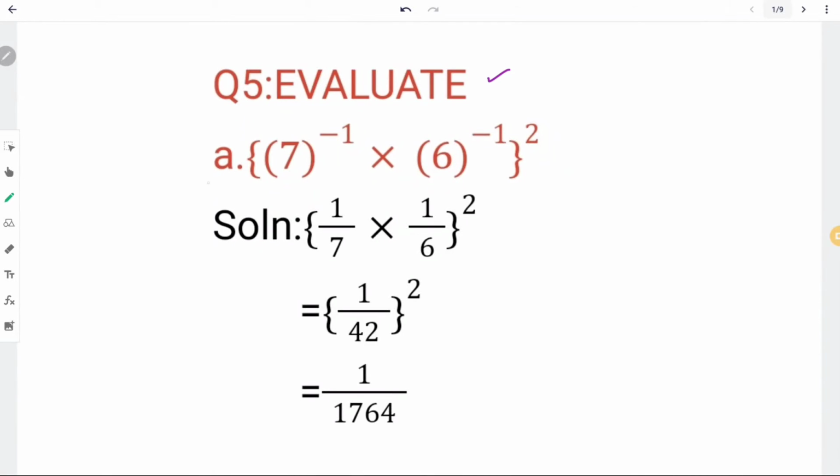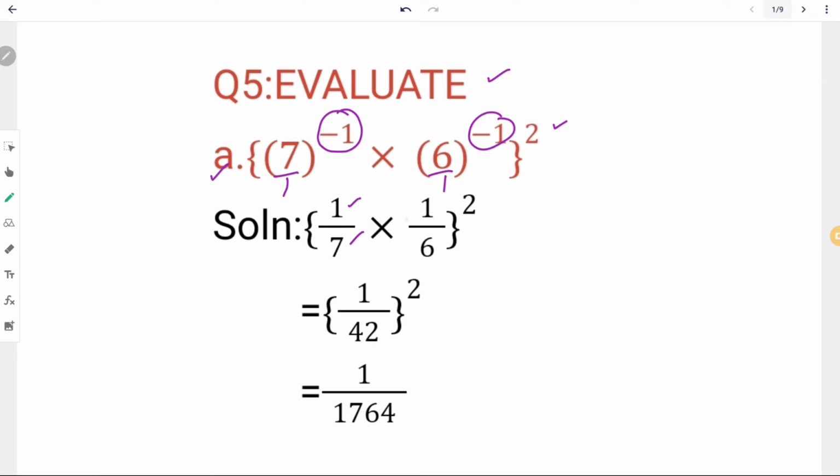Question number 5, evaluate. So let us have a look at A. 7 to the power minus 1 multiplied by 6 to the power minus 1, and then the bracket is squared. So first step again, convert this power minus 1 and minus 1 into plus. So we just have to interchange the positions. We already know that 1 and 1 are below 7 and 6, okay? So in order to make the power positive, we just have to flip it.